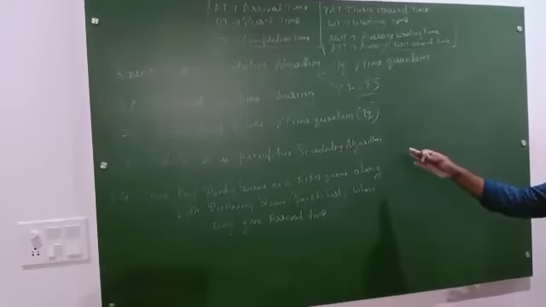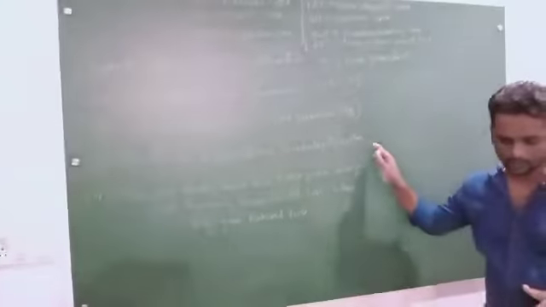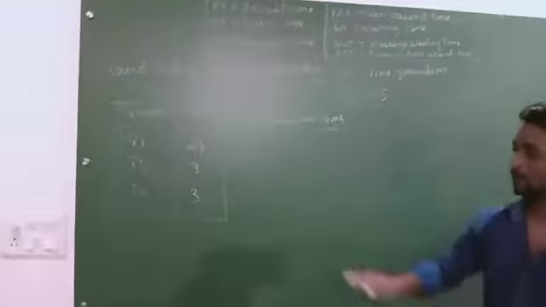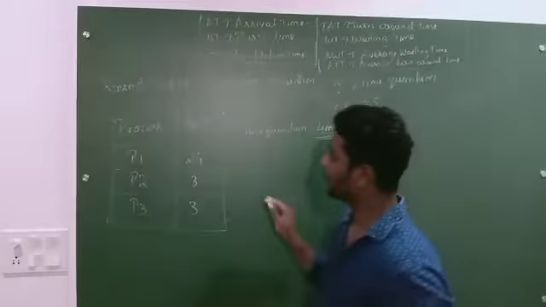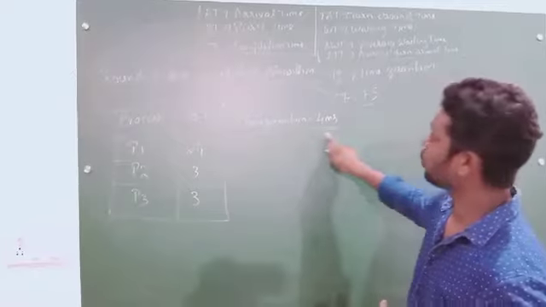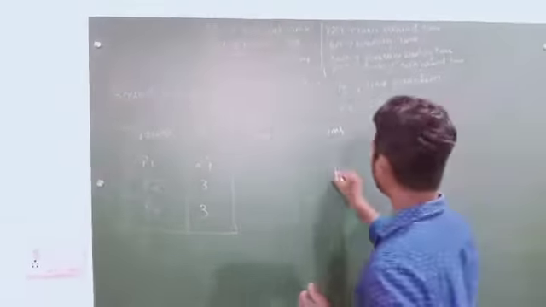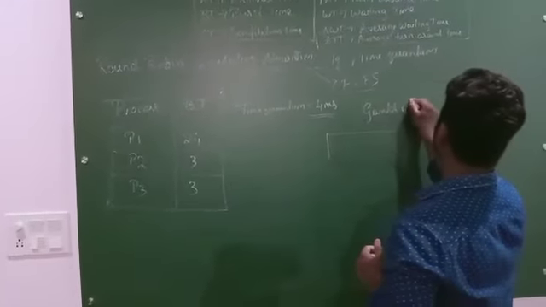So this is your round robin scheduling algorithm. I'll explain with a problem. Let me consider three processes for round robin. I said it is totally preemptive, and for round robin they should specify the time quantum. So I'll write the Gantt chart.